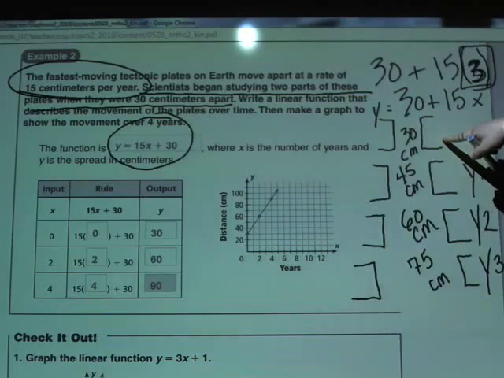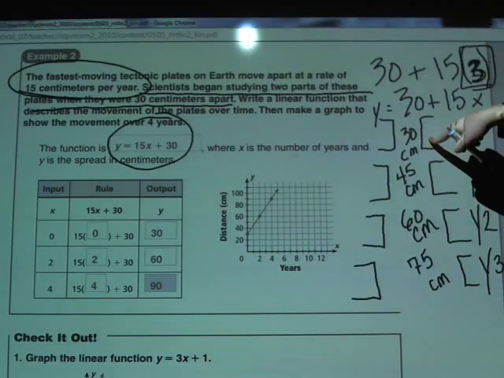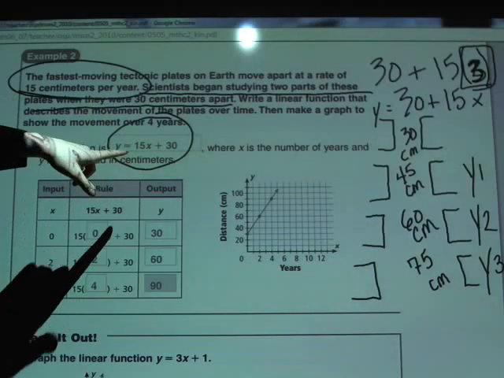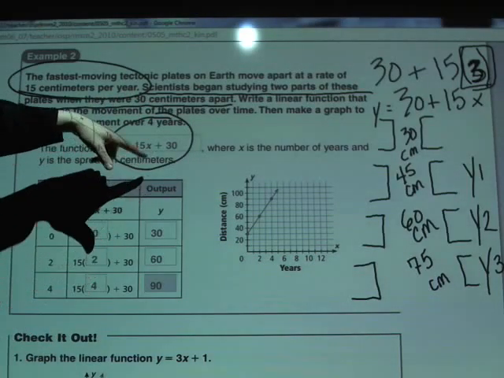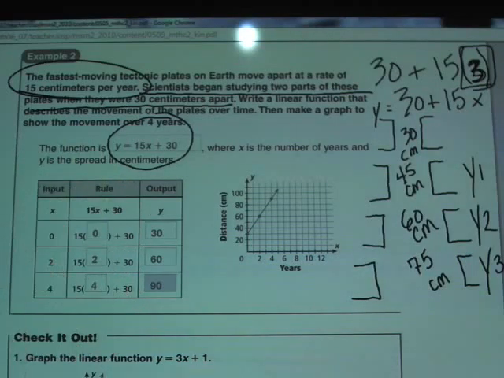The beginning of when the scientists study, year 0. Well, if I change this to 0, 15 times 0 is 0, plus 30 is 30. Again, at the beginning of time, they are 30 centimeters apart. When the scientists start studying, they're 30 centimeters apart, so that makes sense. So we've got our equation here, and you'll see why coming up soon: this is called slope-intercept form, which is a way we can graph without doing all this extra work, but not for today.